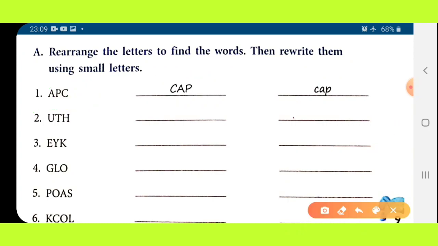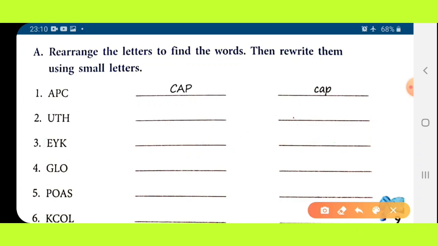So, now just tell me the second one, UTH. What will be the word here? Rearrange the letters. Yes, very good. HUT, hut. And here we will write in small letters, hut. Now the third one, EYK. What will be the new word? The sensible word. Yes, KEY, key. In small letters, key.